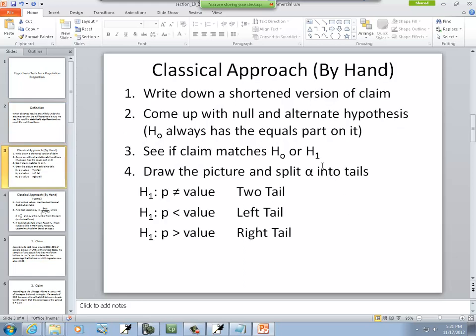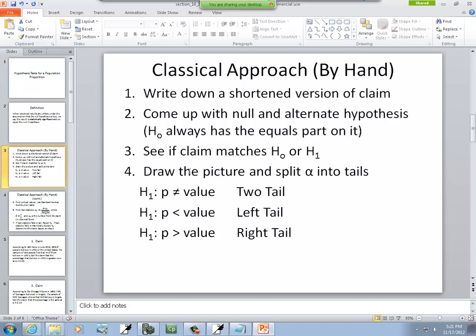Now these are our steps. First step is write down a shortened version of the claim. Second step, come up with a null and alternate hypothesis. H naught always has the equals part on it. Third, see if the claim matches H naught or H1.